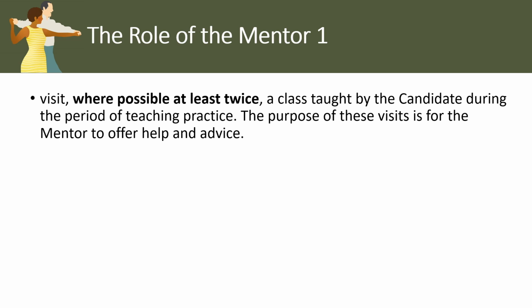The phrase, where possible at least twice, suggests that more than 2 visits can be made to the candidate's class if considered necessary. However, where possible could also imply that a situation may exist where a mentor can't see their candidate teach in person. In such a situation, thought must be given as to how a mentor can judge the candidate's capabilities. Even if the mentor can visit classes, they will always see a selection of lesson plans and self-evaluations, and if they can't visit, it might be wise to see more.